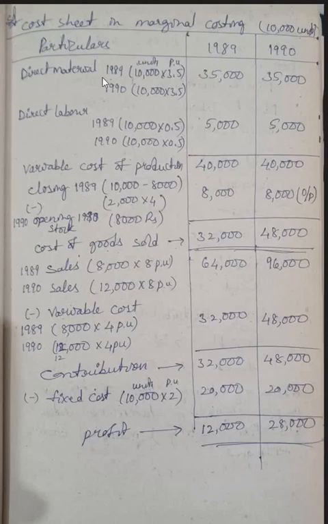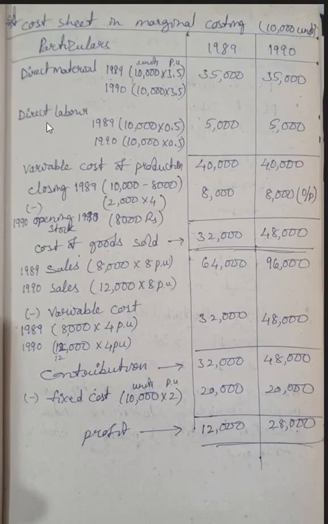Direct material: in 1989 the production was 10,000 units and the cost per unit is 3.5. If you multiply, you will get 35,000. In 1990 also the production was 10,000 units and the cost per unit is 3.5. You get 35,000 in 1990 as well.